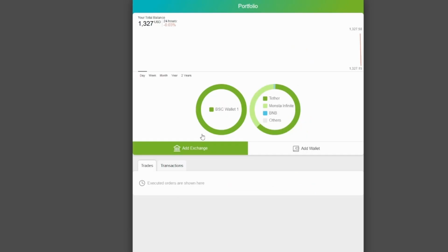We also have the portfolio. So here you can see with the BSC wallet, I don't have much going on. I think I have some Monster Infinite. I traded over here at some point. But you can see the transactions and trades. I don't have those connected right now.